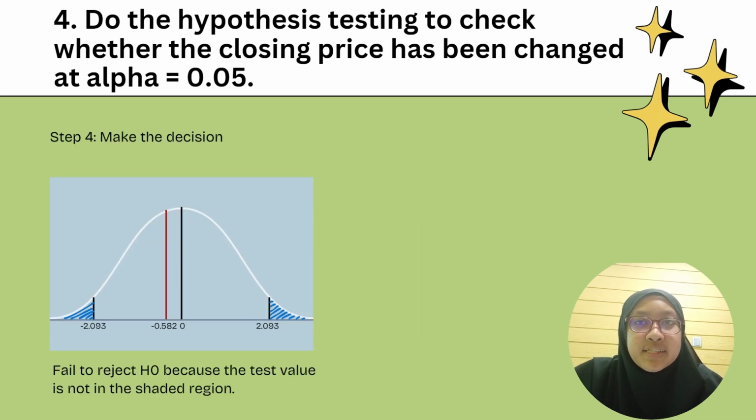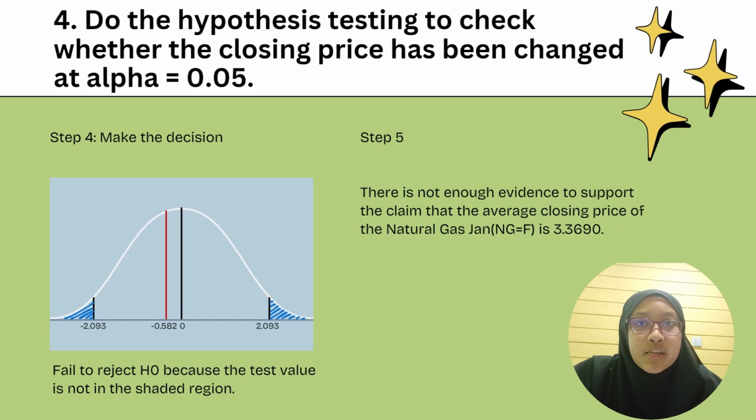After that, we can make the decision. Since the test value is smaller than the critical value, we fail to reject H0 because the test value is not in the shaded region. And so there is not enough evidence to support the claim that the average closing price of natural gas is not 3.3690.